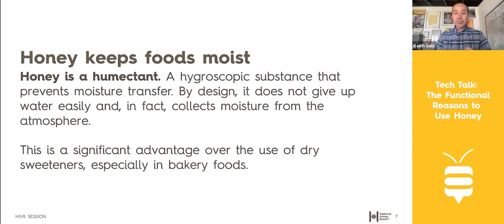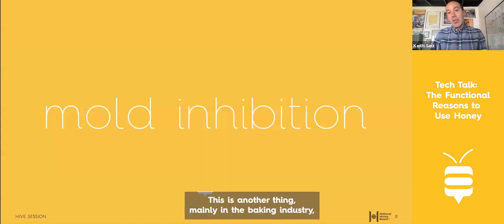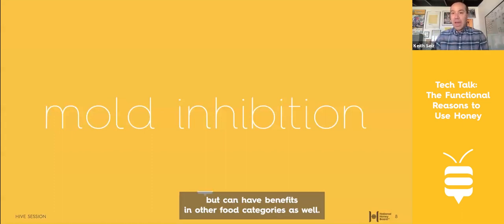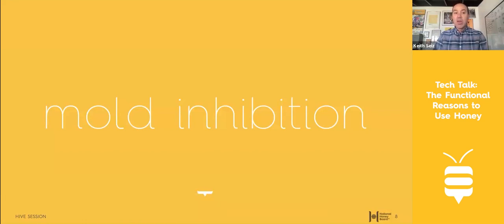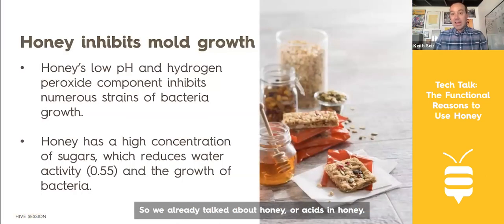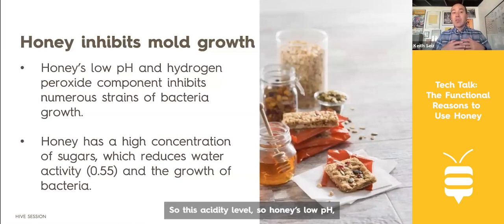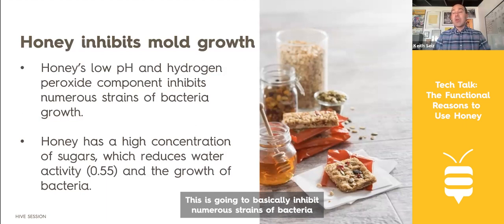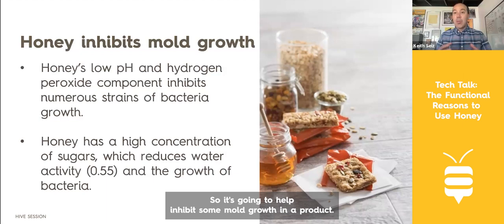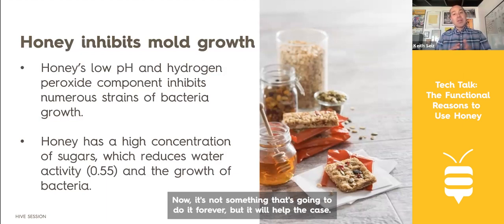Mold inhibition. This is another thing mainly in the baking industry, but can have benefits in other food categories as well. So we already talked about the acids in honey. So this acidity level, honey's low pH, as well as this gluconic acid, which is a precursor of glucose oxidase, which is what gives us hydrogen peroxide. This is going to basically inhibit numerous strains of bacteria in a product. So it's going to help inhibit some mold growth in a product. Now, it's not something that's going to do it forever, but it will help the case.